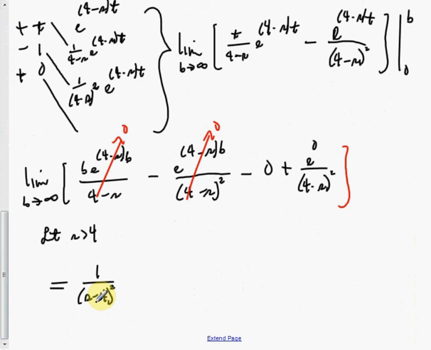Is that the same? (4 minus s) squared or (s minus 4) squared? It's the same. Because (4 minus s) squared is 16 minus 8s plus s squared, right? And then (s minus 4) squared is s squared minus 8s plus 16. It's the same. I told you we like to write the s first for the Laplace transform. Okay.